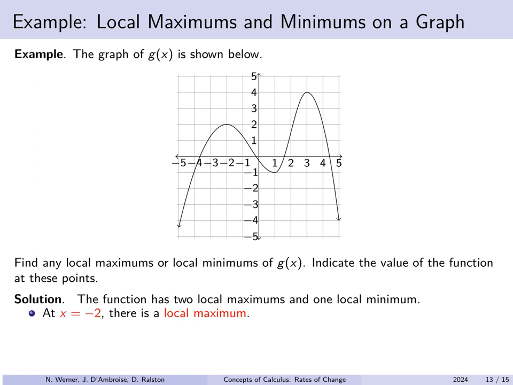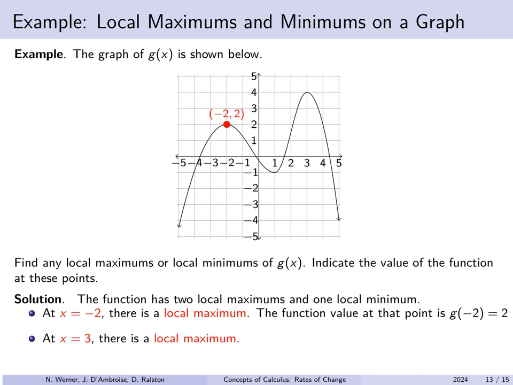At x equals negative 2, we appear to spot a local maximum at the point negative 2, comma 2. In other words, g of negative 2 is 2. Similarly, at x equals 3, we appear to spot a local maximum where g of 3 is equal to 4. So we found two local maximums corresponding to x equals minus 2 and x equals 3, where the corresponding values of g are 2 and 4 respectively.